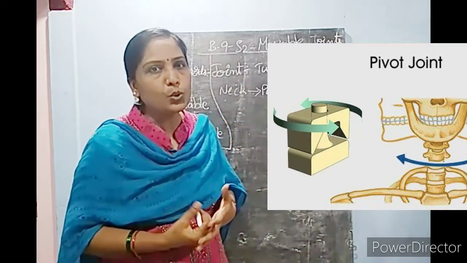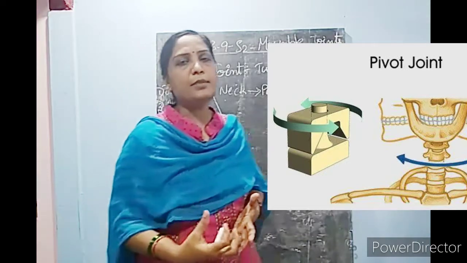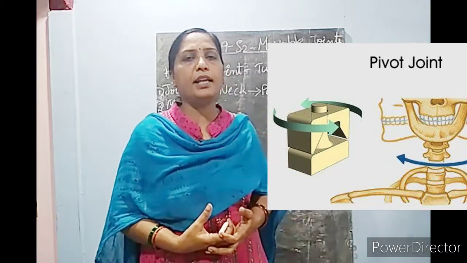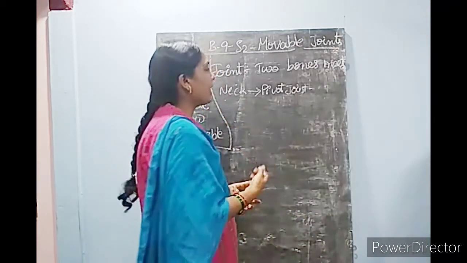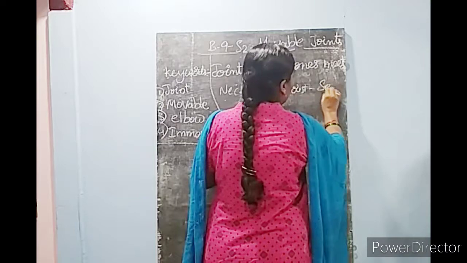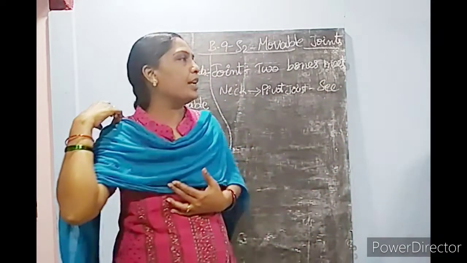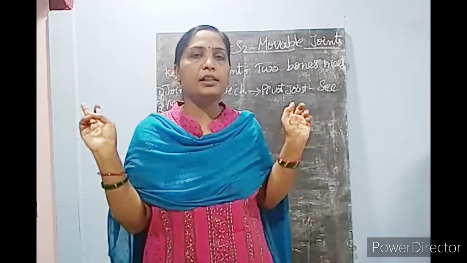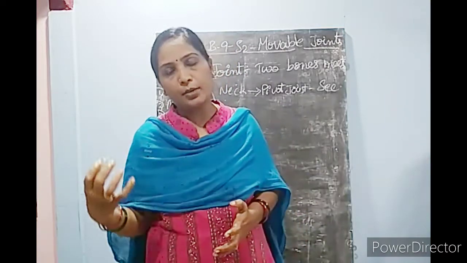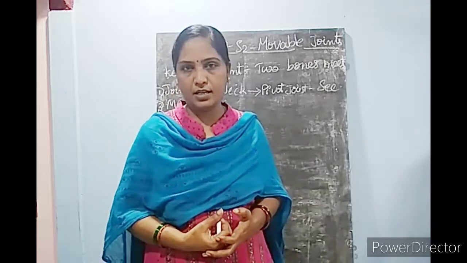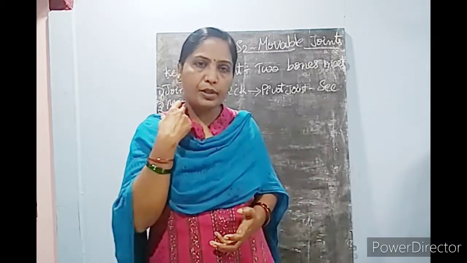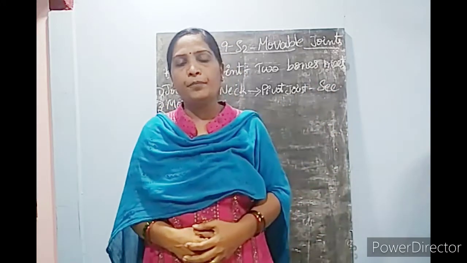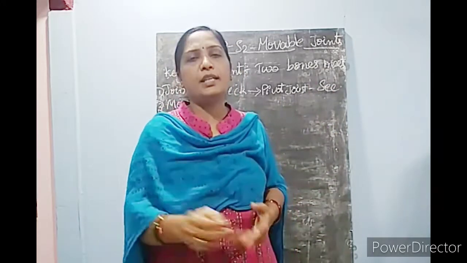And how is that useful? Does this movement help us? Yes. In what way is it helping? To see around you. For the backside you cannot turn. 360 degrees you are not able to turn your neck. But you are able to move your neck because of the joint present in your neck, that's known as pivot joint. And it's helping to see.